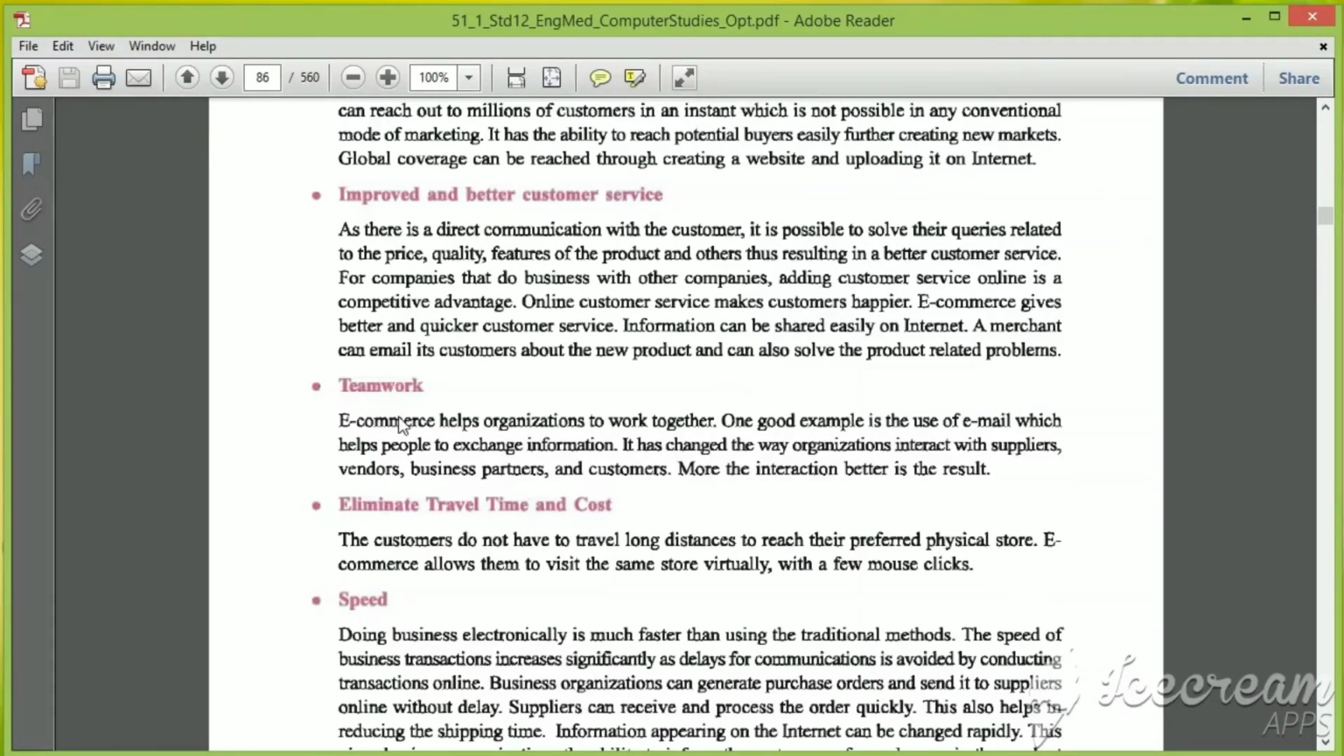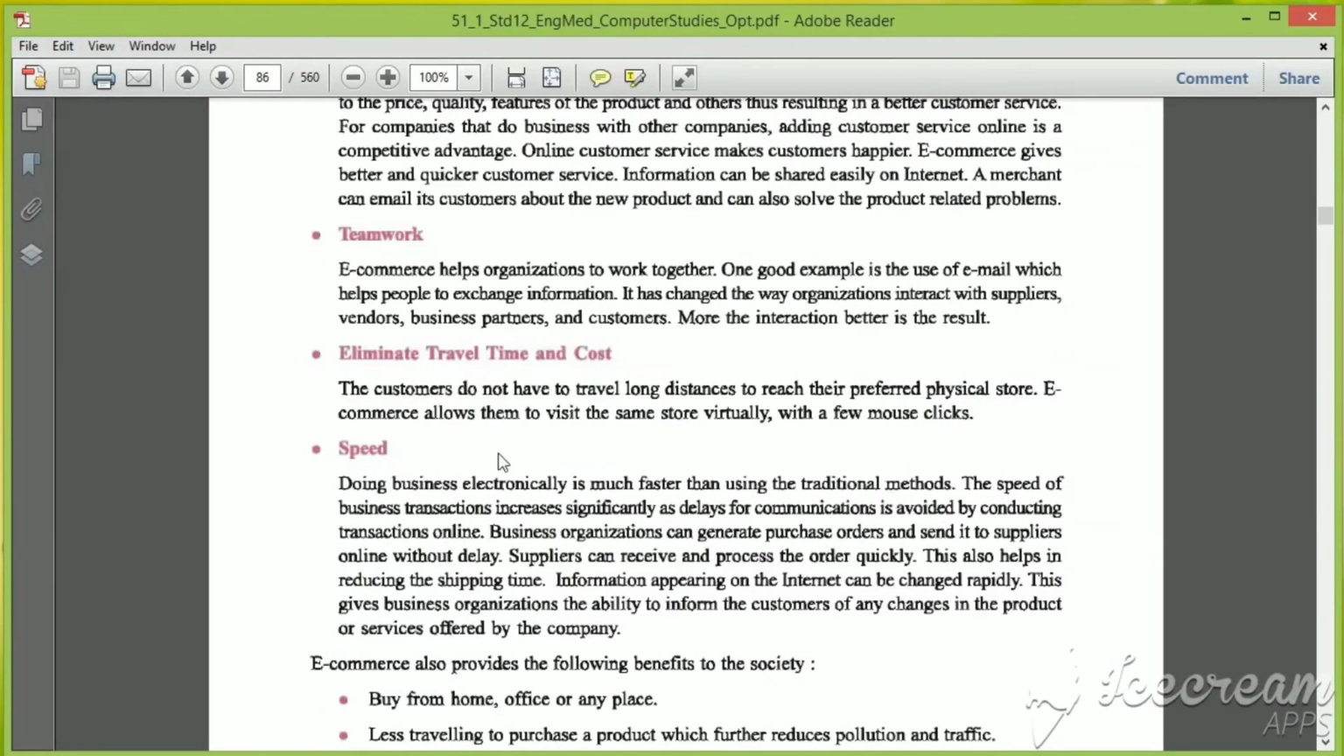The next one is teamwork. E-commerce helps organizations work together. One good example is email, which helps people exchange information. It has changed the way organizations interact with suppliers, vendors, business partners and customers. The more the interaction, the better the result. Eliminate travel and time cost. Customers do not have to travel long distances to reach their preferred physical store. E-commerce allows them to visit the same store virtually with a few mouse clicks.